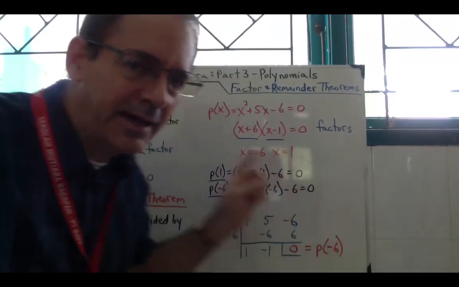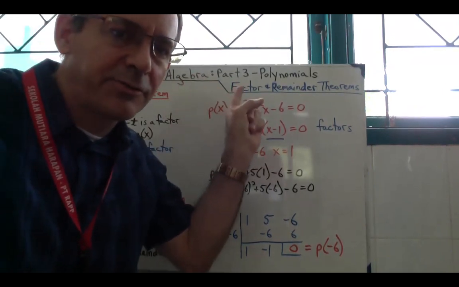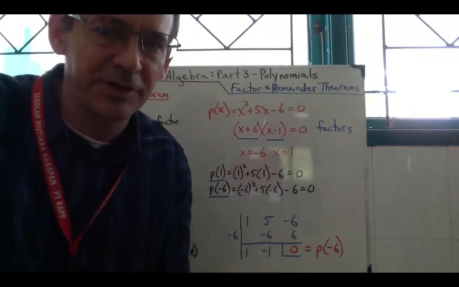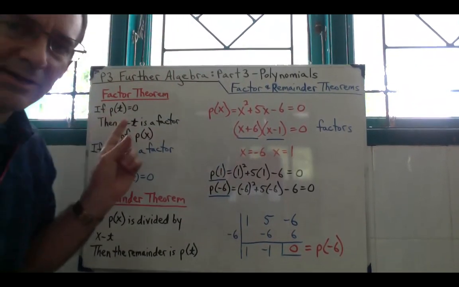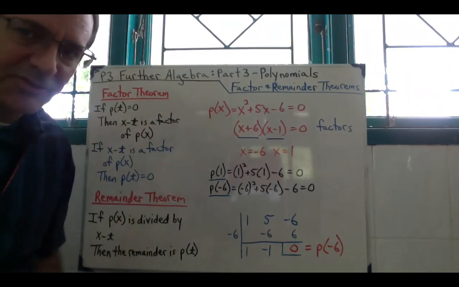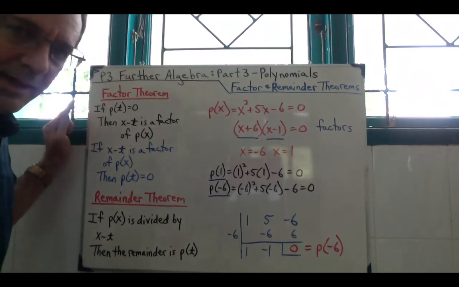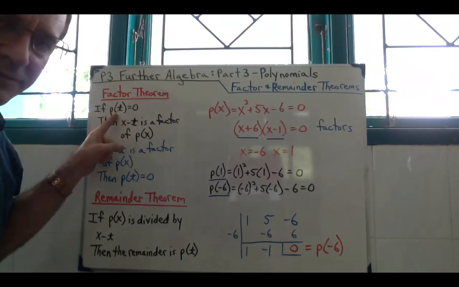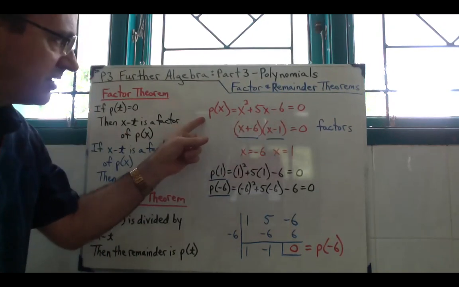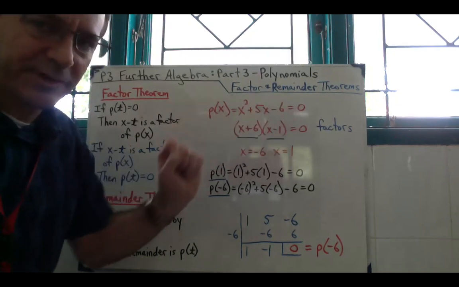Today we'd like to look at Pure Maths 3, Further Algebra, Part 3, Polynomials with a focus on the factor and remainder theorems. So over here I have what the factor and remainder theorems are and then a little bit of an illustration. So the factor theorem starts off with this. If P of t, where P of t is a function, like this one over here, P represents polynomials. So here's a polynomial function in terms of x.